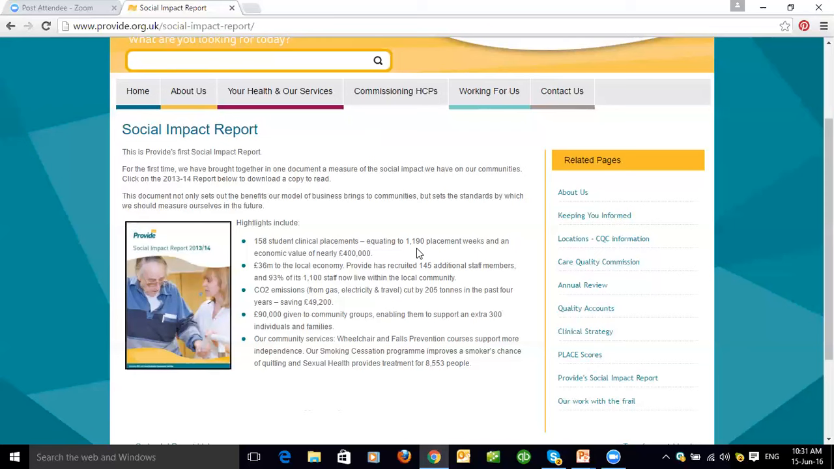There's 36 million goes into the local economy because they have got 145 extra members of staff they employed during the year, and 93% of them live locally. So what this is telling us is that a lot of the money that the staff receive as salaries goes into the local economy, whereas if all your staff live a long way from the community that you work in, it's likely that a lot of that money will leave that local community, so you'd have less of an impact in terms of the economy in that situation.